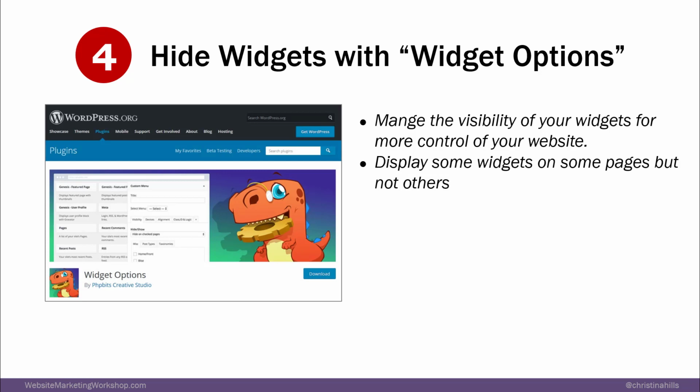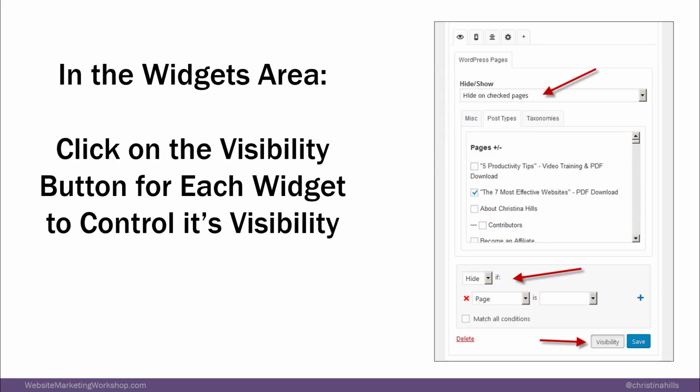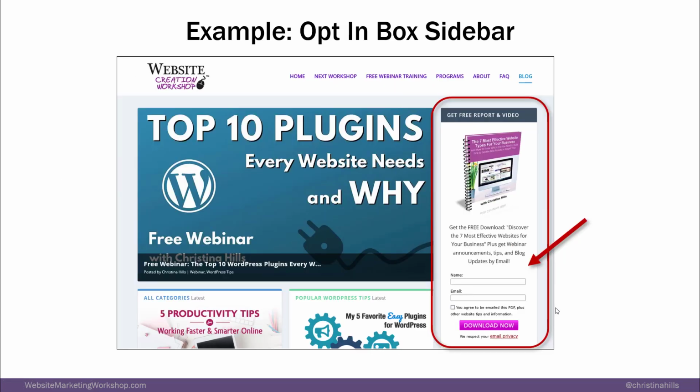Widget Options manages the visibility of your widgets on some pages but not others. So let me keep going with my slides. As you can see, I like to teach with pictures. So in the widgets area, so this is the back end of a WordPress site, you click on the visibility of each widget and you can control it. So you can click on the visibility button and you can hide things. So let me show you an example.